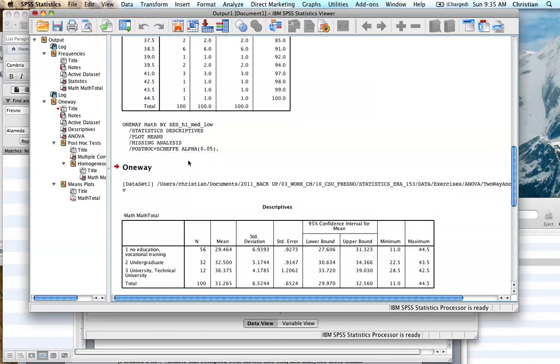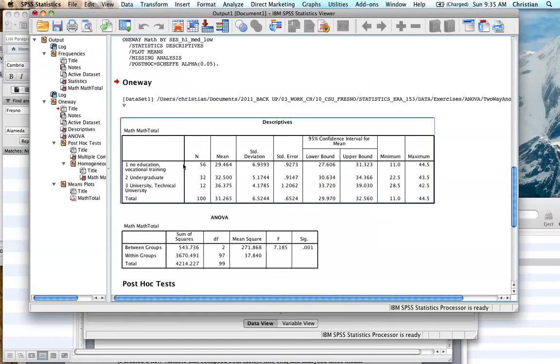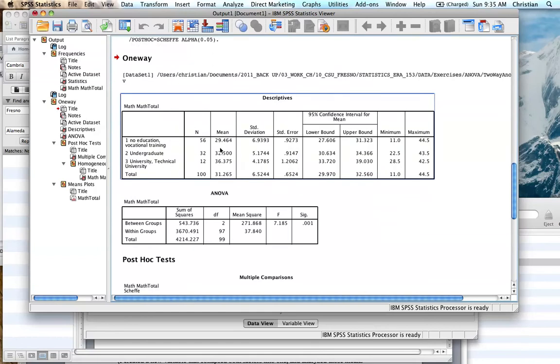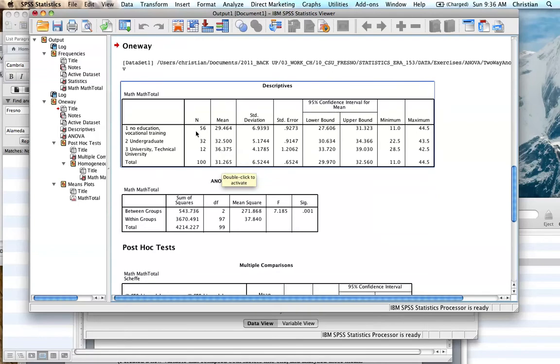Here we see the syntax, what it did, and we see an overview of the means for each of the groups. So no education has a mean of 29 in the test, undergraduate a mean of 32, university degree a mean of 36. And we see that we have most people in the lower education, 56, some kids in the undergraduate, 32, and very few with master's or postgraduate degrees, 12.